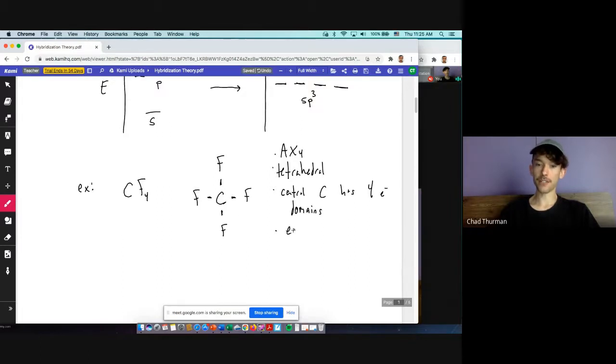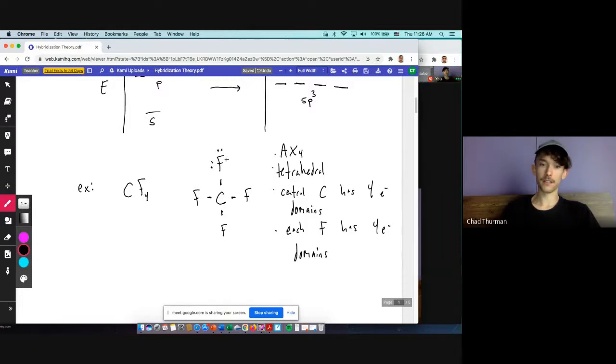And I also know that each of the fluorines also has 4 electron domains. Because think about it, each fluorine here will have 4 places around it where electrons show up. Typically, when we look at hybridization, we're only going to be worried about the central atom. But technically speaking, these fluorines are hybridized as well because they have 4 electron domains as well.